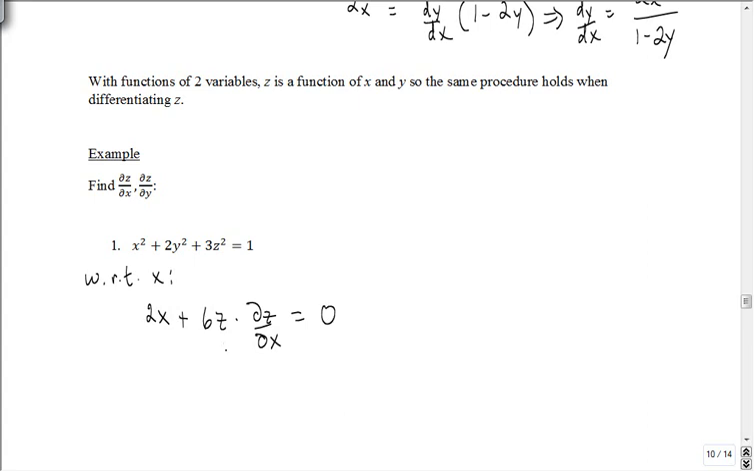So solve: 6z times partial z with respect to x is minus 2x. So partial z with respect to x is minus 2x over 6z, which is minus x over 3z. So that's that one.